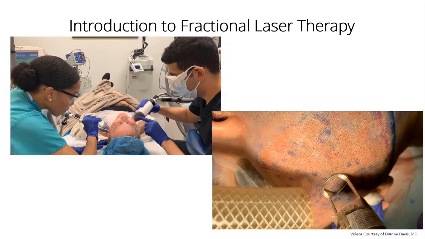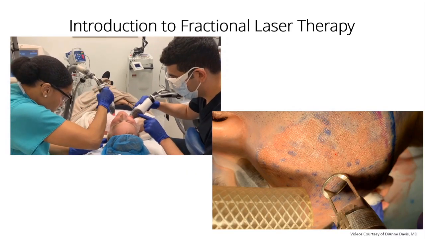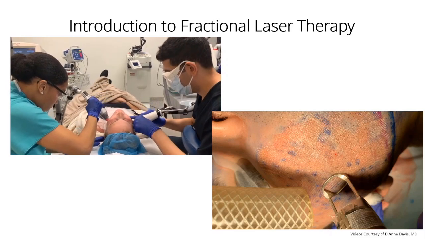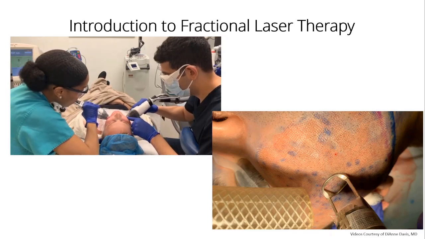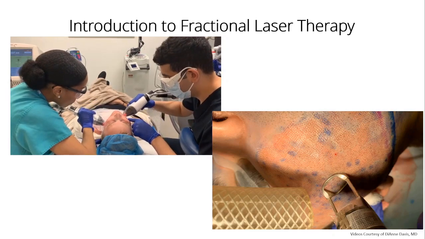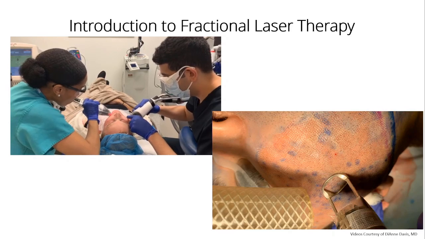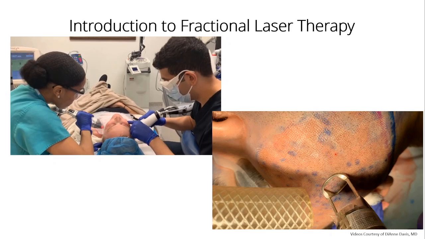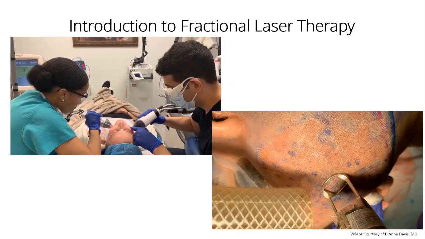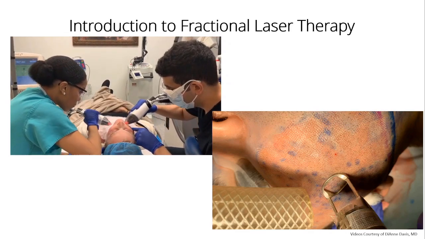So the original non-ablative fractional resurfacing device, described by Manstein and Anderson, was a 1550 nanometer wavelength. The one that we're most familiar with today is the Fractional Dual, which combines your 1550 nanometer erbium glass laser with a 1927 thulium laser. The thulium laser is going to provide a more superficial treatment, and your 1550 is going to provide a deeper treatment with more collagen remodeling.